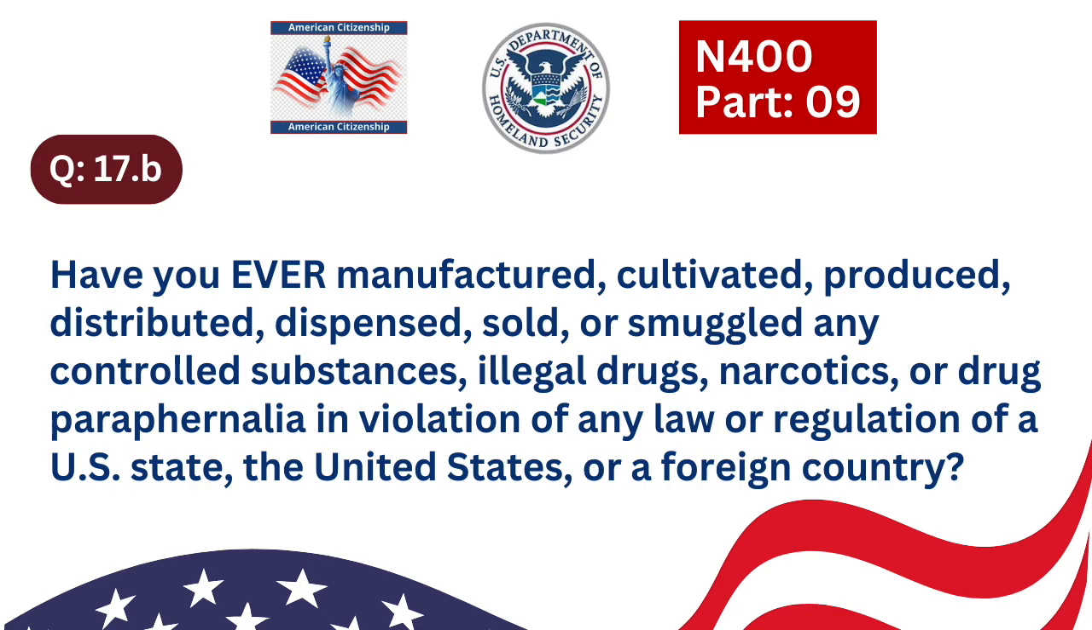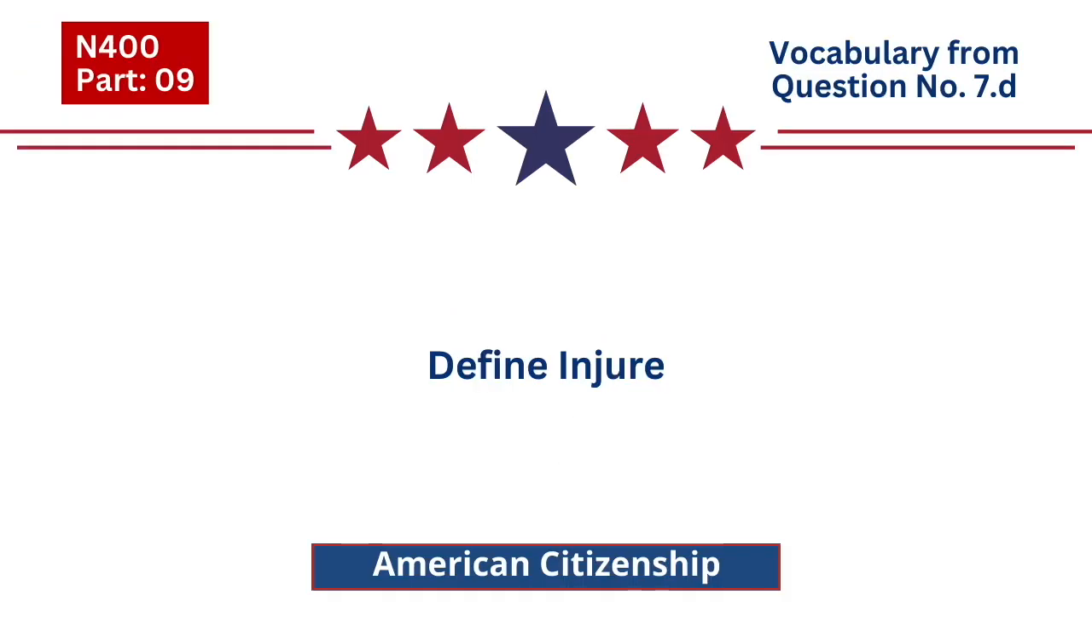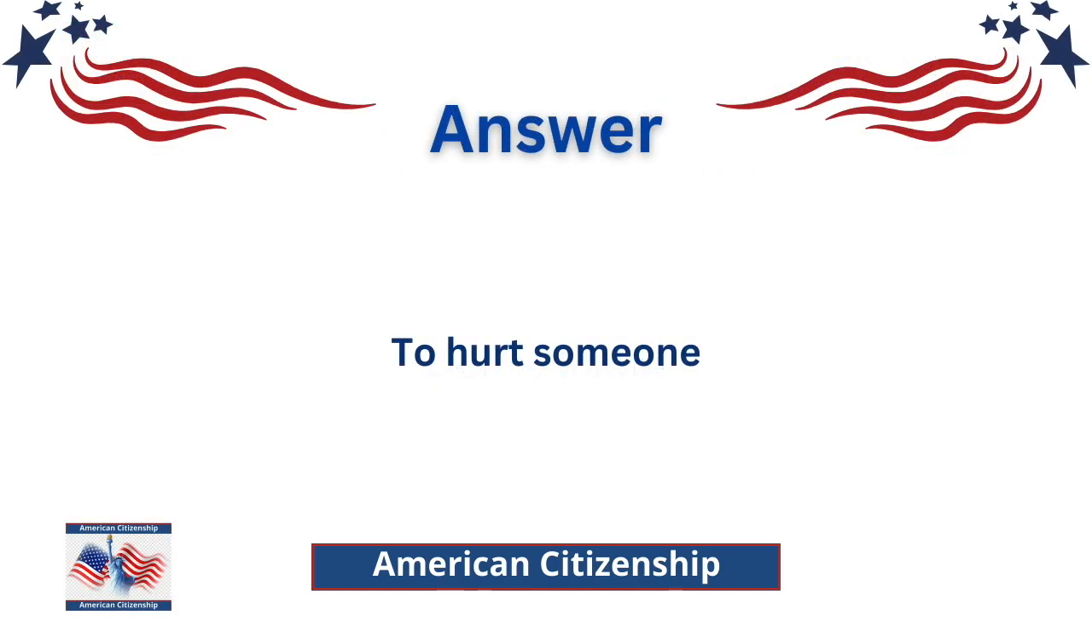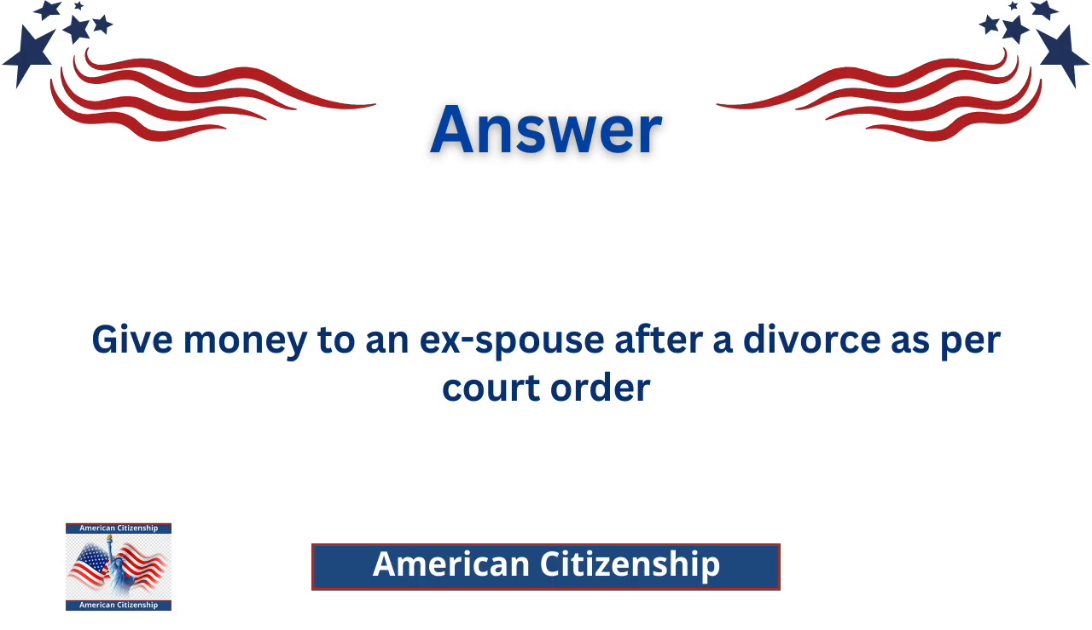Have you ever manufactured, cultivated, produced, distributed, dispensed, sold, or smuggled any controlled substances, illegal drugs, narcotics, or drug paraphernalia in violation of any law or regulation of a U.S. state, the United States, or a foreign country? No. Define injure. To hurt someone. What is pay alimony? Give money to an ex-spouse after a divorce, as per court order.